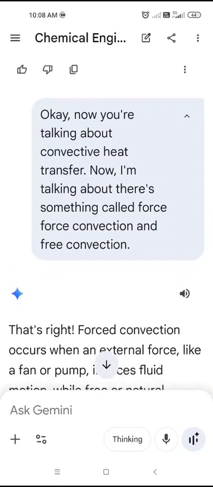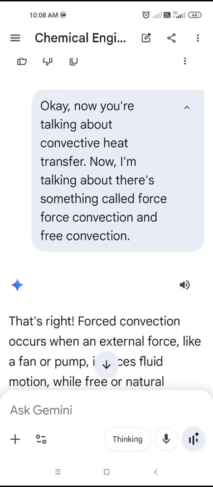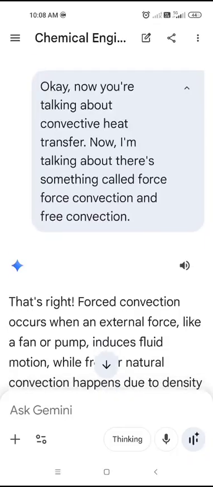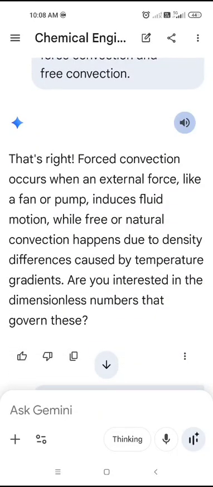Okay, now you are talking about the convective. We are talking about now the convective heat transfer. I'm talking about there's something called forced convection and free convection. That's right. Forced convection occurs when an external force, like a fan or pump, induces fluid motion, while free or natural convection happens due to density differences caused by temperature gradients. Are you interested in the dimensionless numbers that govern these?